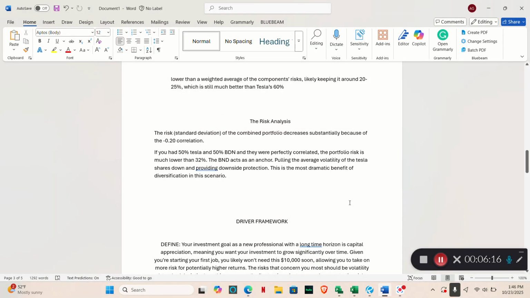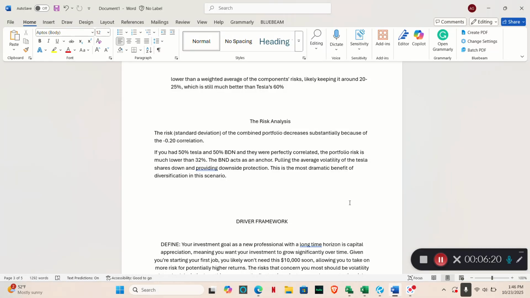So the risk analysis of this, the risk known as standard deviation of the combined portfolio, decreases substantially because of the negative 20% correlation. If you had about 50% Tesla and 50% BND, and they were perfectly correlated, the portfolio risk is much lower than 32%. The BND acts as an anchor, pulling the average volatility of the Tesla shares down and providing downside protection. This is the most dramatic benefit of the diversification in this scenario.